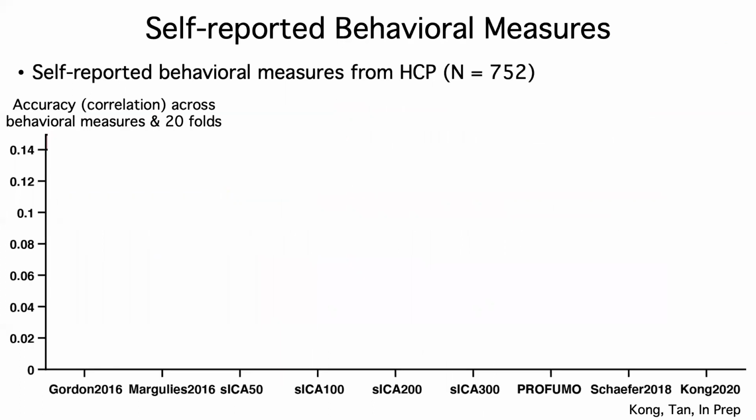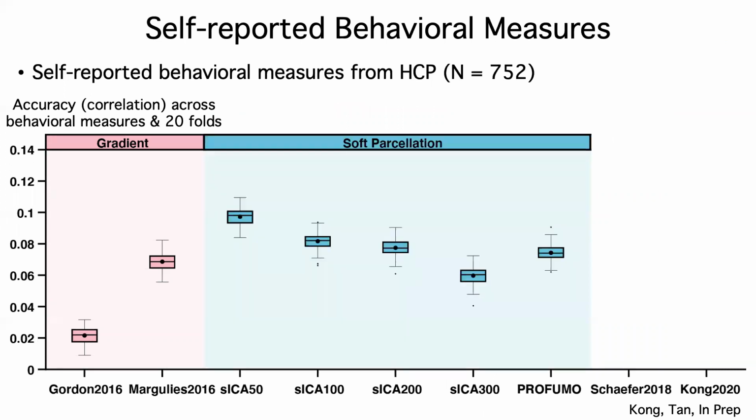If we average prediction accuracies across self-reported measures, the pink results are showing prediction accuracies of gradient techniques. The blue results are showing prediction accuracies of spatial ICA with different resolutions and ProFUMO. The yellow results are showing hard parcellations. We can see that overall prediction accuracies of gradient techniques are lower than the parcellation approaches, and the individual specific hard parcellation performs the best.